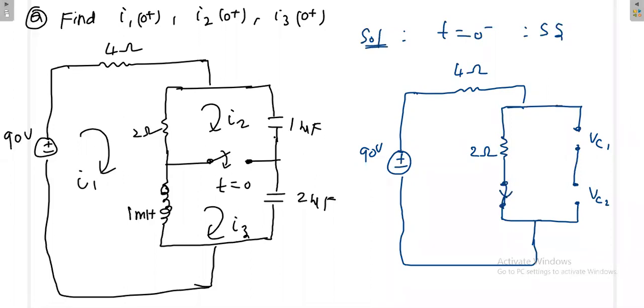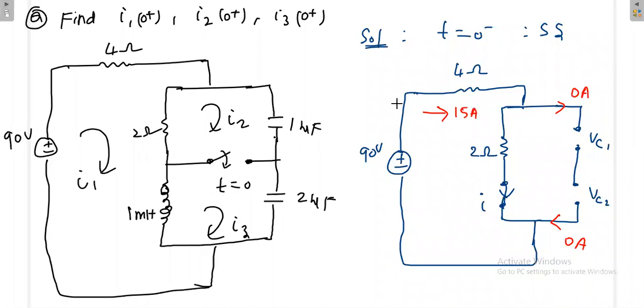The current I is the current through the inductor before applying the switch. What is the current here? Because this is open circuit, only 0 ampere current can flow. Here also 0 ampere. That means the entire current is flowing through this 2 ohm only. So what is the total resistance? 4 plus 2, 6 ohm. Then what will be the current? 90 divided by 6, so 15 ampere current will be flowing here.